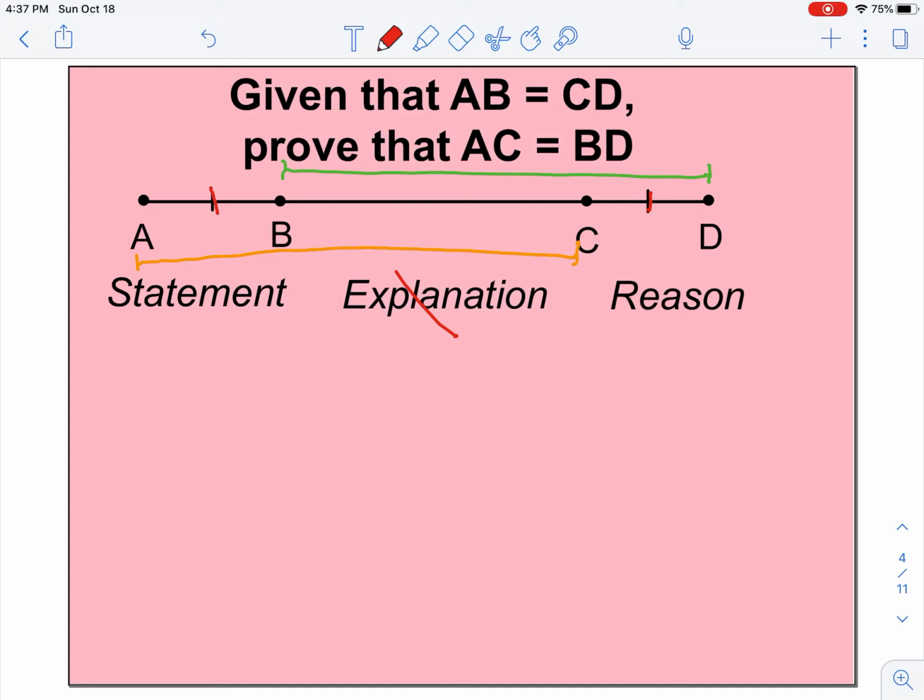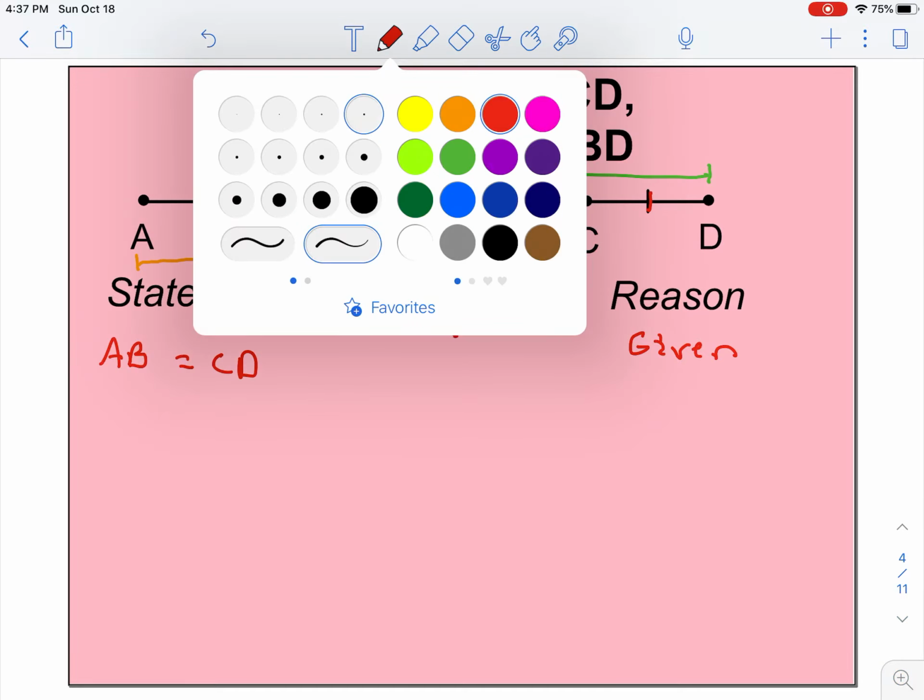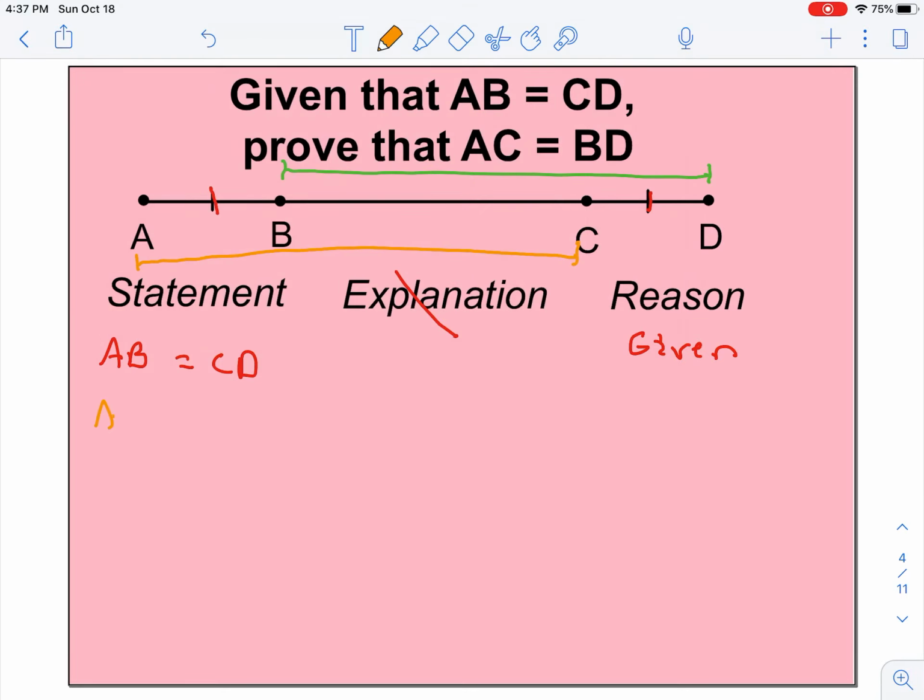So let's start out with our first statement, AB is equal to CD. And we were given that statement. It was listed for us. Then we can use the segment addition postulate to say that AB plus BC is equal to the whole segment AC, and that is our segment addition postulate. And then we can do the same thing for BD. We can say that BD is equal to CD plus BC, and that again is the segment addition postulate.